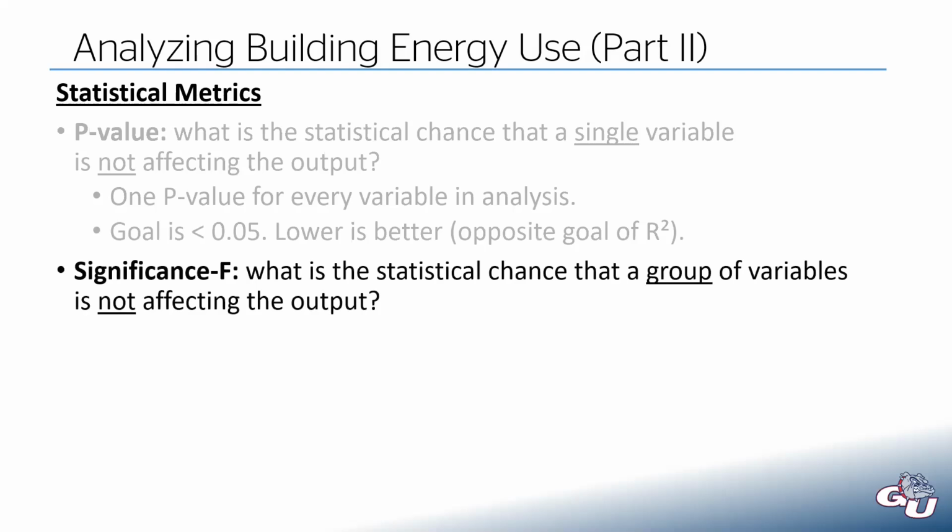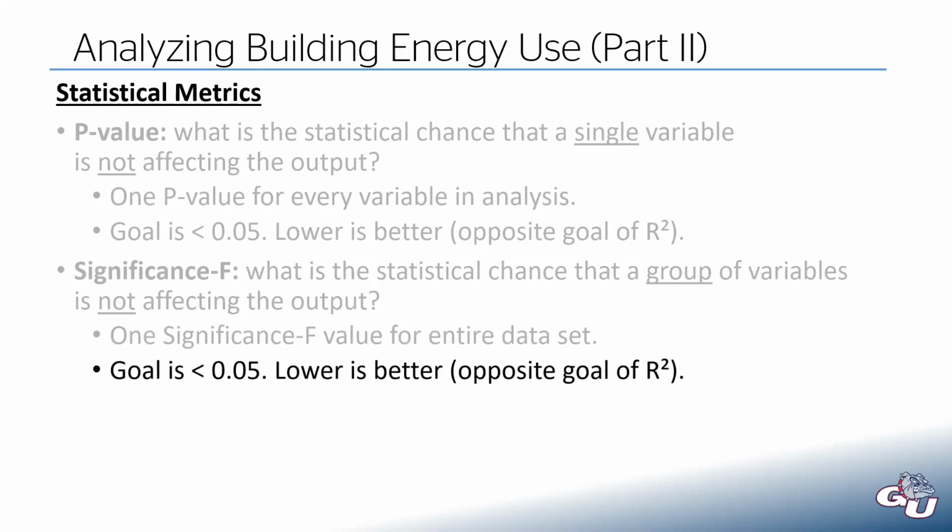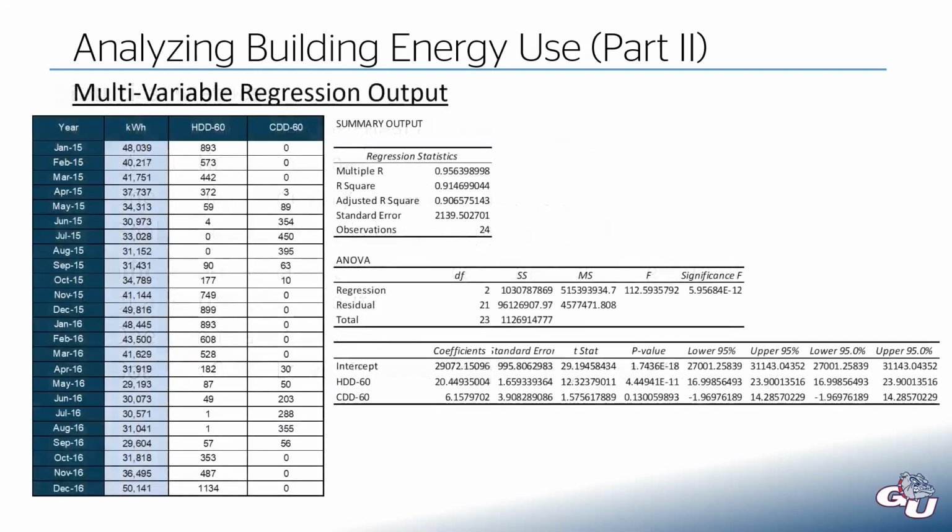Similarly, the significance F value, same concept, except this is looking at the overall group. So what's the statistical chance that a group of variables is not affecting the output? And so here you have one significance F value for the entire data set. Again, you want it below 0.05, lower is better. So now let's look back at that analysis.